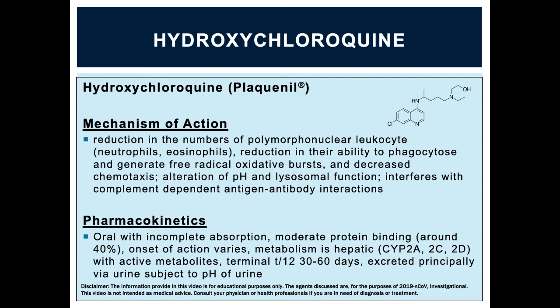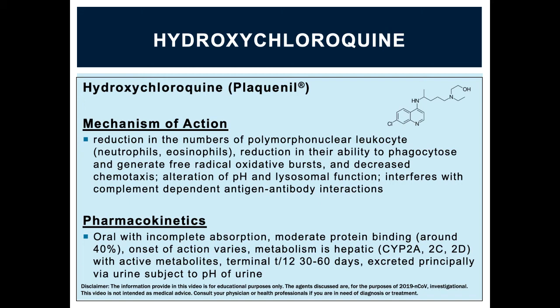It has multiple disparate mechanisms of action, including reduction in the number of polymorphonuclear leukocytes, which include neutrophils and eosinophils. Hydroxychloroquine also appears to reduce the ability of polymorphonuclear leukocytes to phagocytose and to generate free radical oxidative bursts, and it appears to decrease chemotaxis. Hydroxychloroquine can also cause alterations in intracellular pH and alterations in lysosomal function, and it interferes with complement-dependent antigen-antibody interactions.